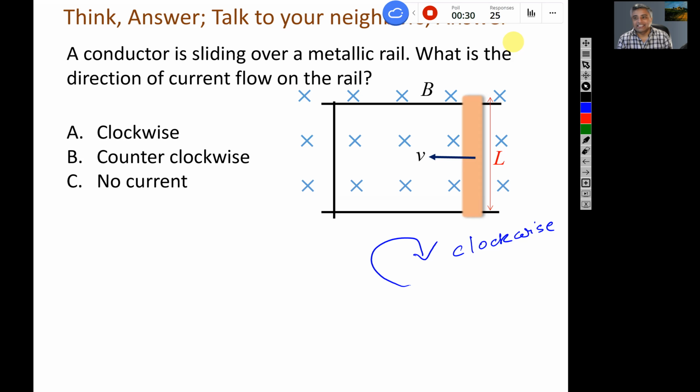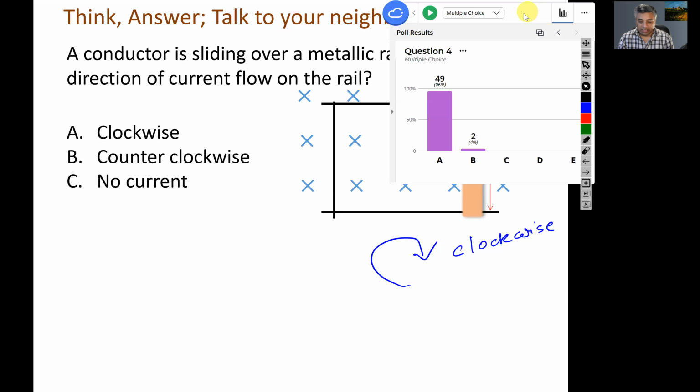Thirty more seconds. Five more seconds. 5, 4, 3, 2, 1, and it stops. Okay. Let's see what we got.